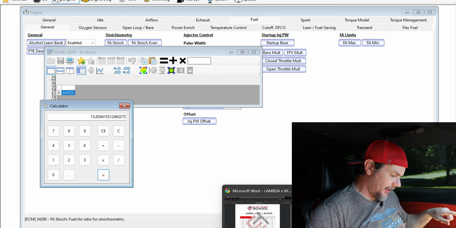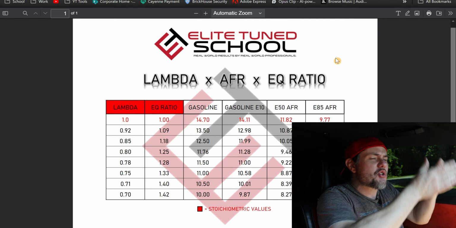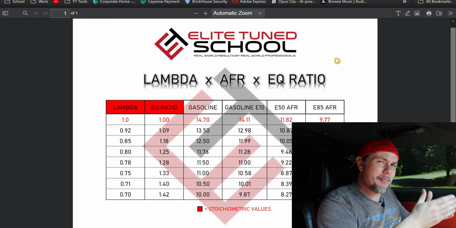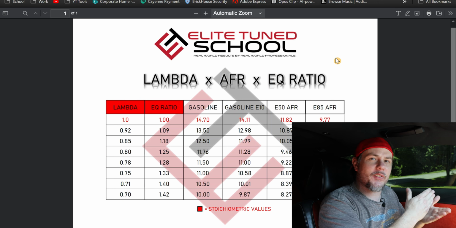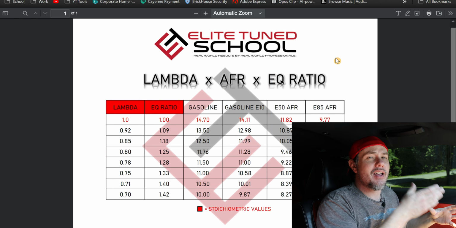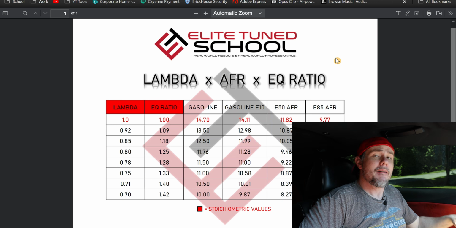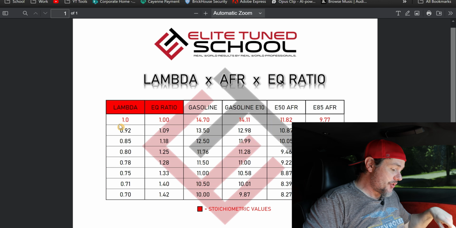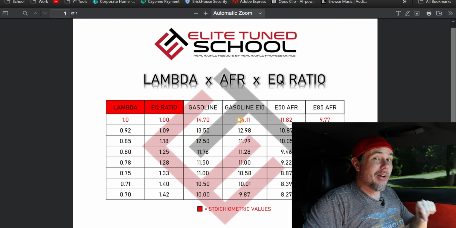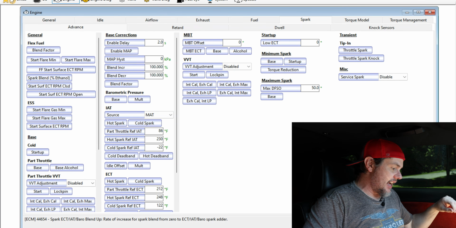Now, let's jump over and take a look at this graph that Elite Tune School has provided us so we can get a better idea. The idea that stoich is equal to an AFR, I don't necessarily like, because Lambda is Lambda is Lambda. All AFRs are calculated off of Lambda. You do not have a wideband AFR gauge. You have a wideband Lambda gauge, and then it does the math in the controller to convert it over to AFR. If you're looking at an AFR, you should be looking at it in Lambda. So 1 Lambda is equal to 14.7 gasoline, 14.11 E10.